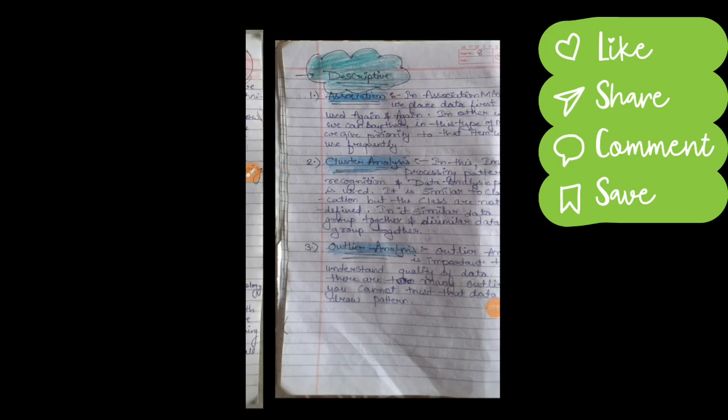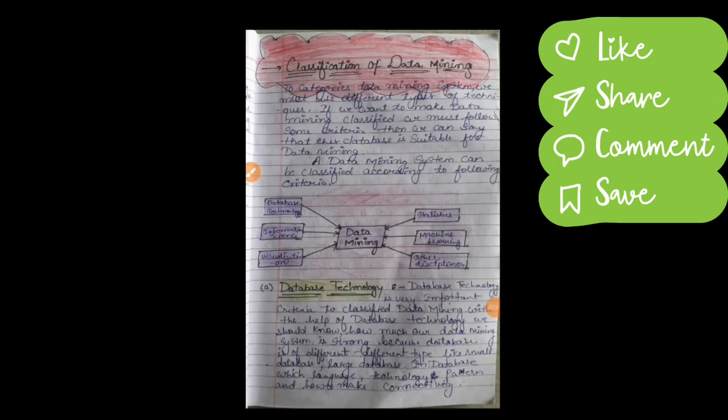Now we are going to learn about another concept, that is classification of data mining. So what is classification of data mining? To categorize a data mining system, we must use different types of techniques. If we want to classify data mining, we must follow some criteria. Then we can say that this database is suitable for data mining. Data mining can be classified into different parts like database technology, statistics, machine learning, information science, visualization, and other disciplines. Let's learn about these topics one by one.